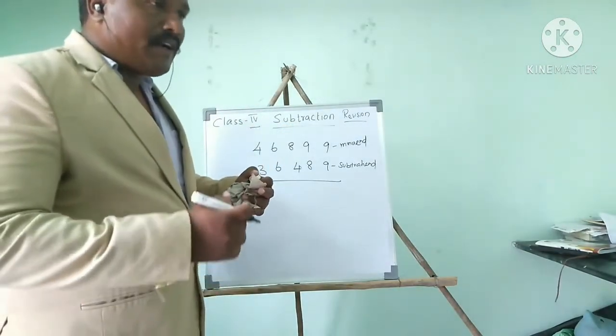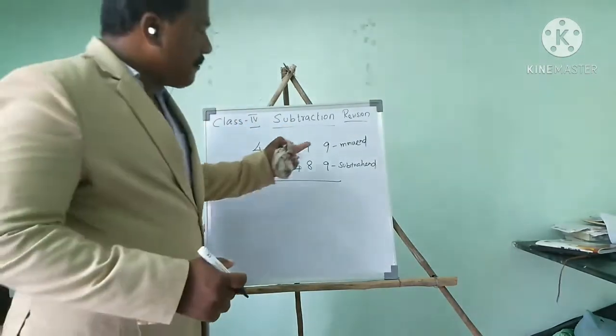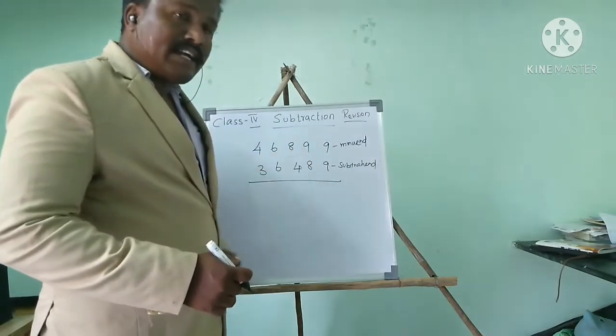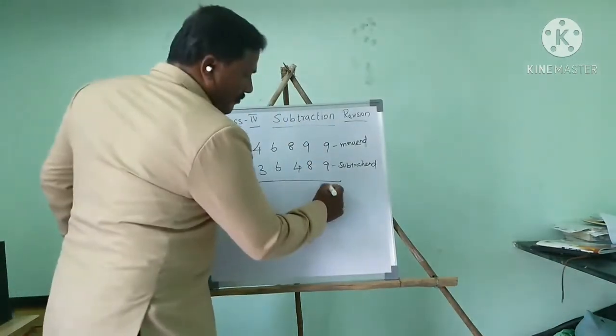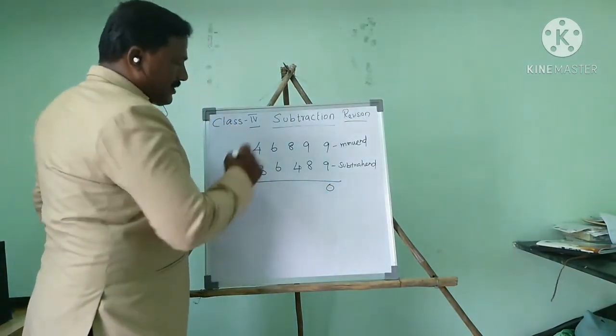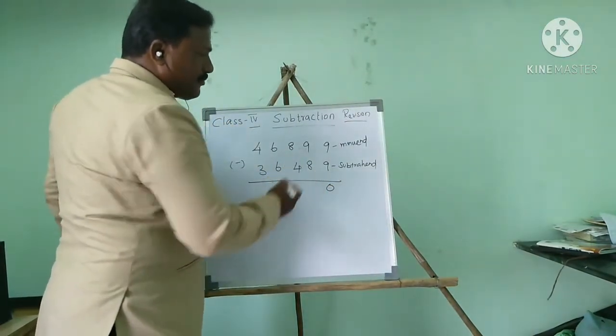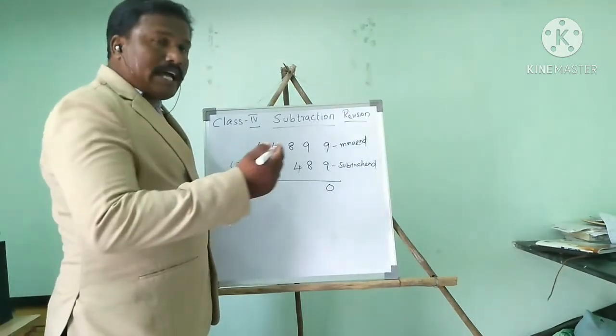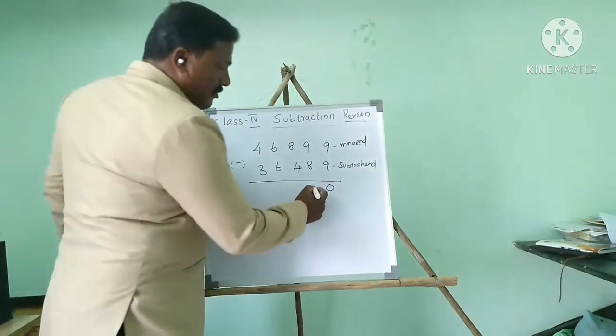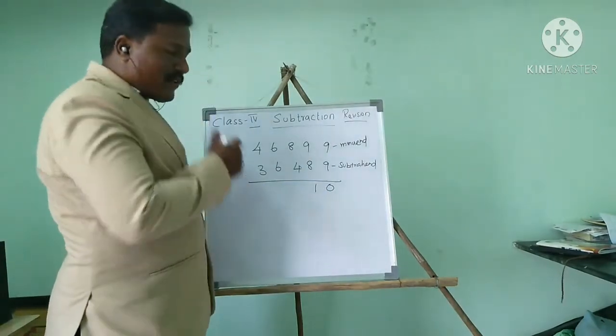Let me see. Here upside 9, downside 9. So 9 minus 9, 0. So we will do subtraction. Upside 9, minuend is 9. Downside the subtrahend is 8. So 9 minus 8, remainder 1. The difference is 1.